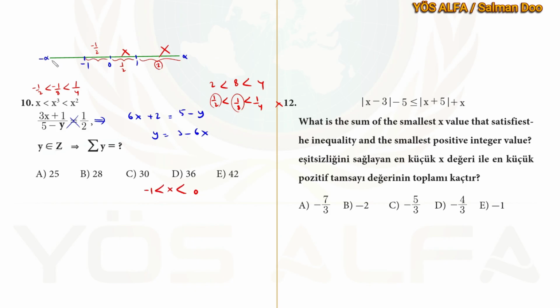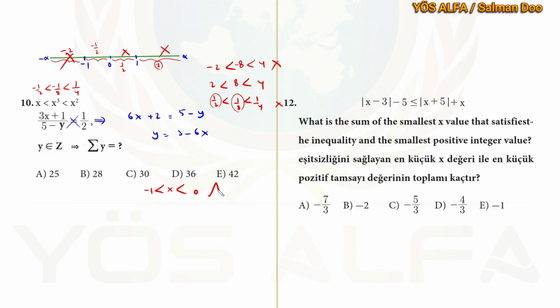Let me check this region too. Let me pick any value between -1 and -infinity. Let's say it's -2. And let me write down this relation again. -2 cubed is -8, and -2 squared is 4. Since -8 is not larger than -2, this is also incorrect. So we're not going to pick that region either. So the only possible x value is between this range, -1 and 0.